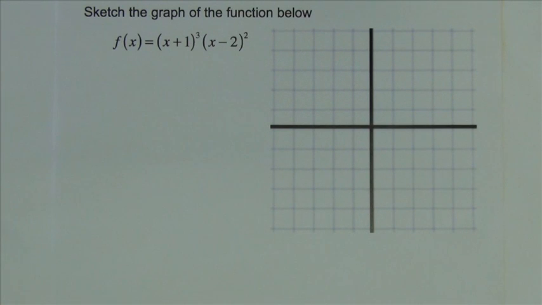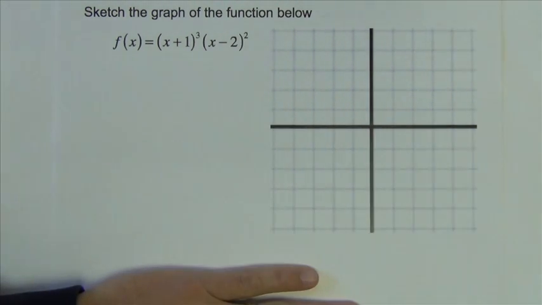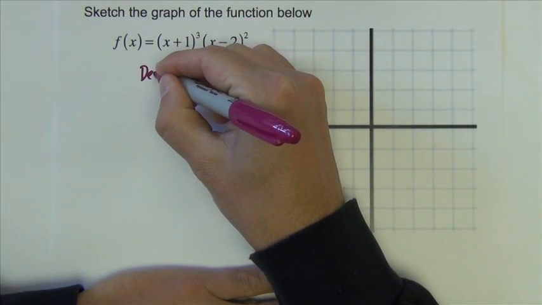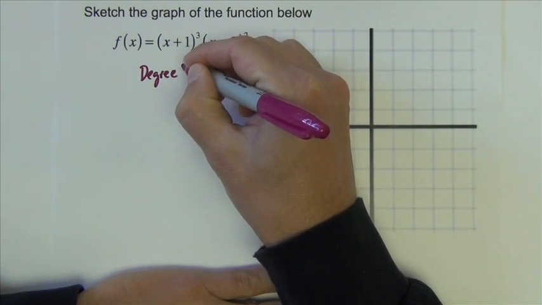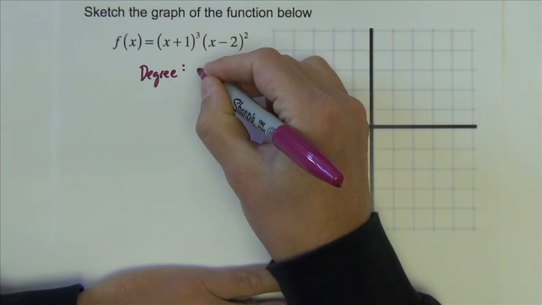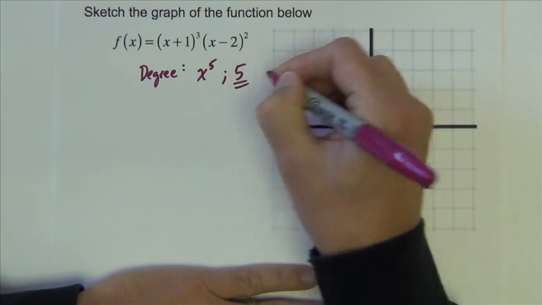Directions here say to sketch the graph of the function below. So let's see if everything we've learned so far in this lesson, if we can start to put together the shape of this graph. First of all, what's its degree? This is x to the third, this is x to the second, so in total it would be x to the fifth, so it would have a degree of 5.